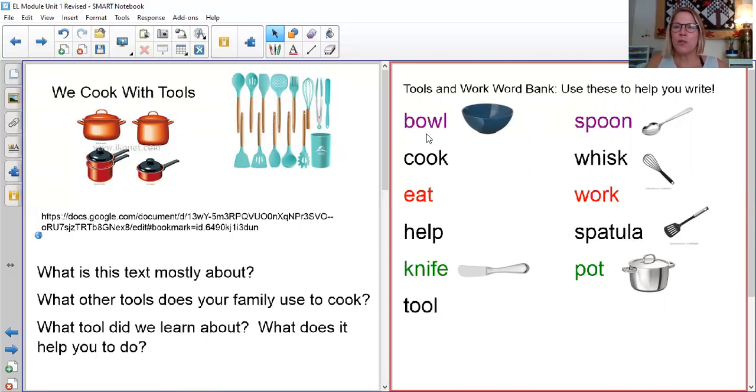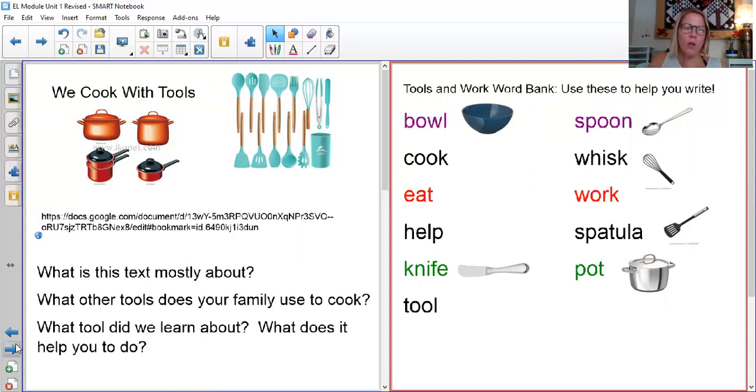Bowl, your turn. Cook. Eat. Help. Knife. Tool. Spoon. Whisk. Work. Spatula. Pot.